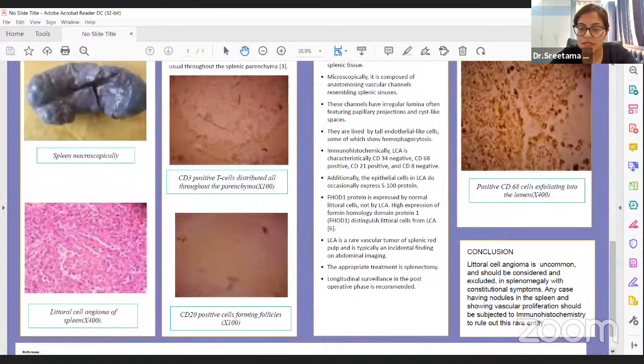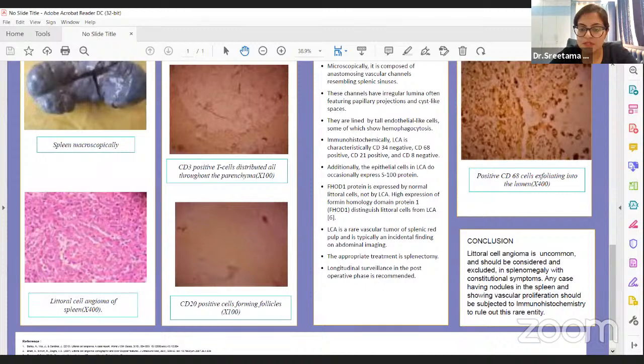High expression of FHOD1 distinguishes littoral cells from LCA. LCA is a rare vascular tumor of splenic origin.